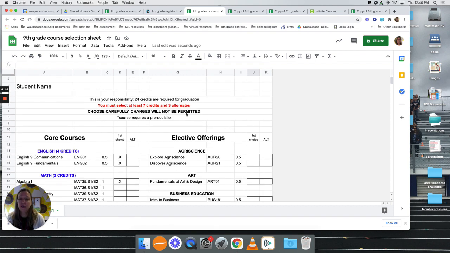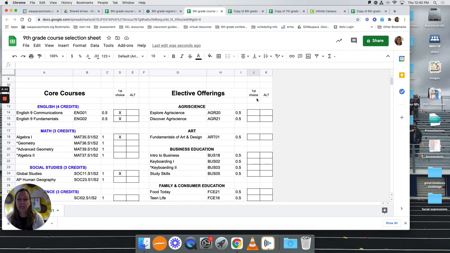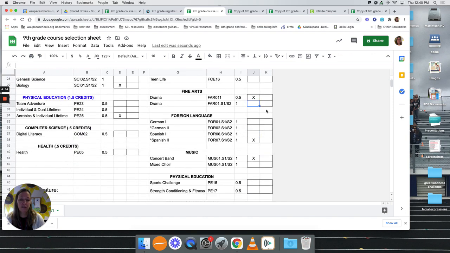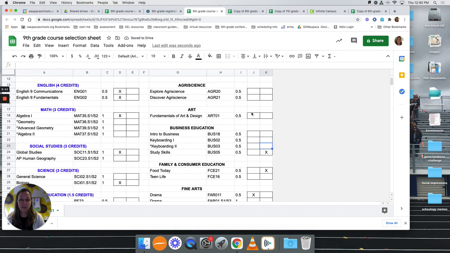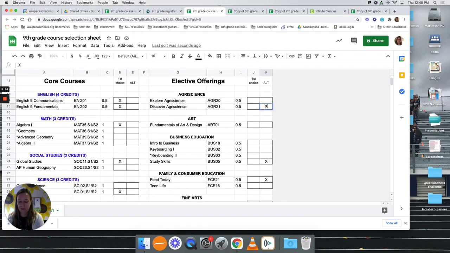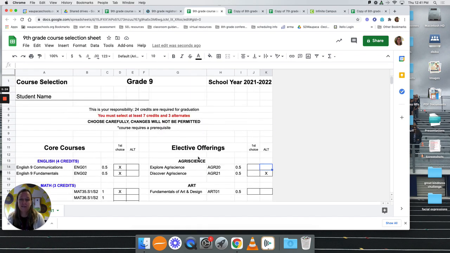Then the alternates, I just have to put 3 X's for alternates. It could be anything pretty much over on this side or computer studies, the digital literacy. So let's say my alternates, cooking, and study skills that are going to help me learn how to do studying, and discover agri-science because I like animals. There we are. I have my 3 X's in the alternate column. I have 7 credits. I'm done, and I can hit submit.